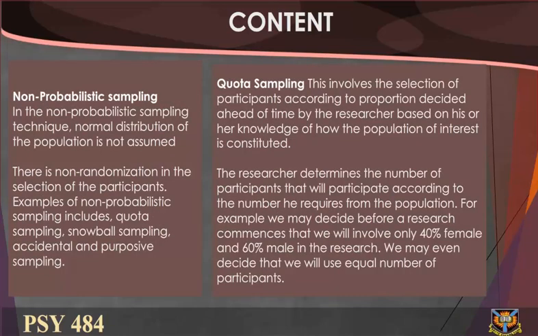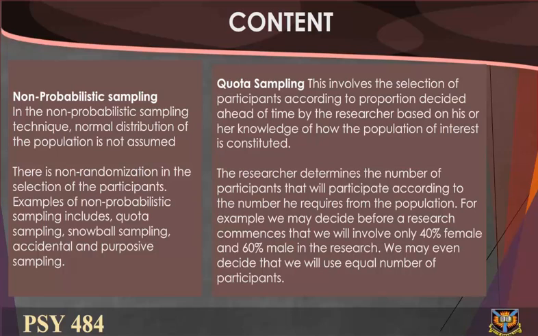Non-probabilistic sampling. In the non-probabilistic sampling technique, normal distribution of the population is not assumed. There is no randomization in the selection of the participants. Examples of non-probabilistic sampling include quota sampling, snowball sampling, accidental and purposive sampling.